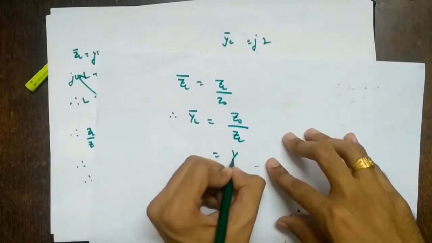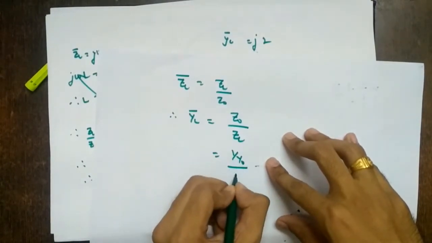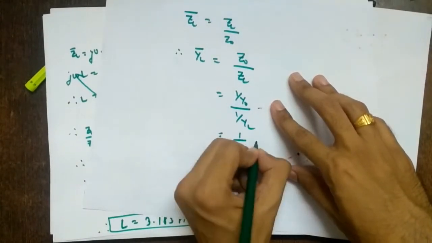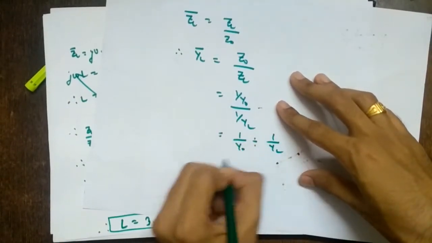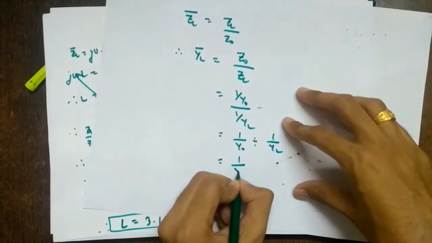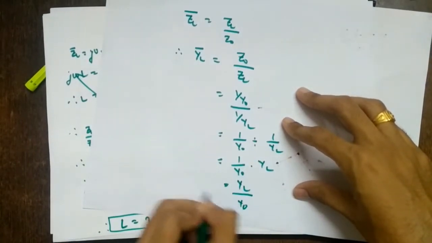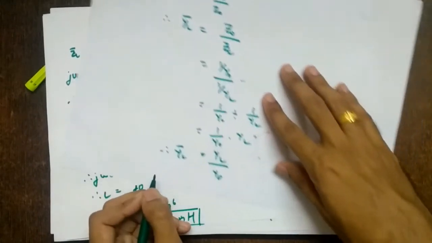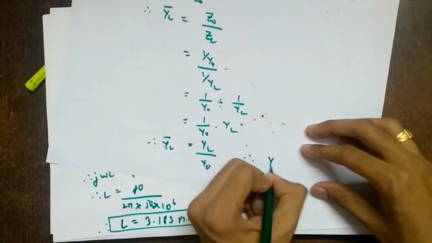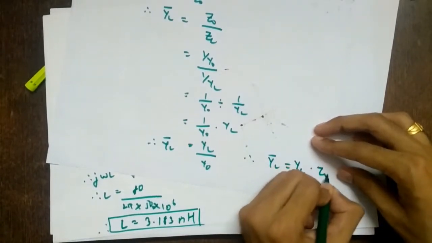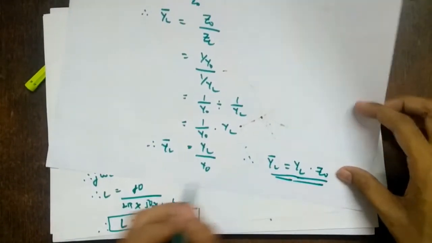What is Z0? 1 by Y0. What is ZL? 1 by YL. So if you solve this, it is 1 by Y0 divided by 1 by YL. From basic mathematics, this will be 1 by Y0 into YL, so YL by Y0. Therefore YL bar equals YL by Y0. What will it be in terms of Z0? Because we know Z0, it is YL into Z0. This is very important.